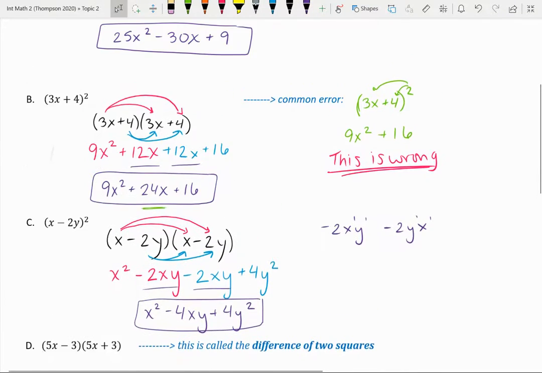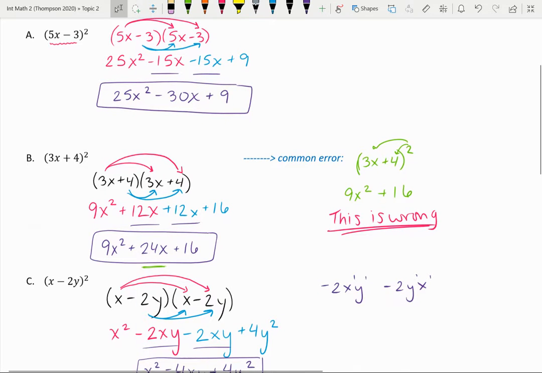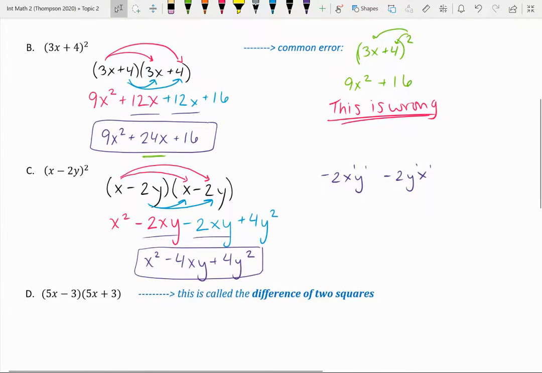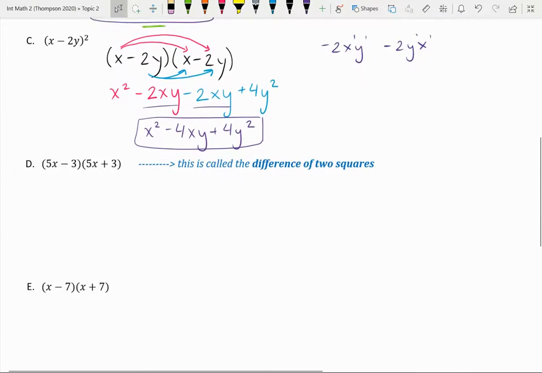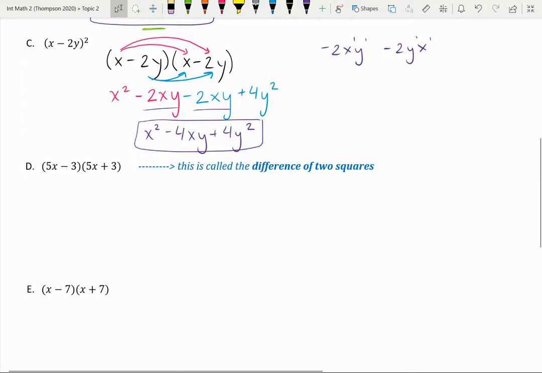So far, A, B, and C, this is called the square of sums or the square of differences. So difference meaning subtraction. So A is a square of differences because I'm just squaring something that has a subtraction sign. B is the square of sums because I'm squaring something that has a summation or an addition sign. Those names are not too important, but this one is because this one you're going to hear a lot. D, this is called the difference of squares. We'll work it out and I'll show you why. So it's already written out for me. Go ahead and copy it down.